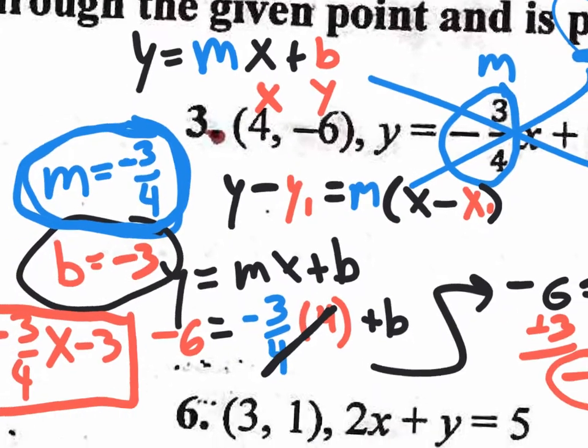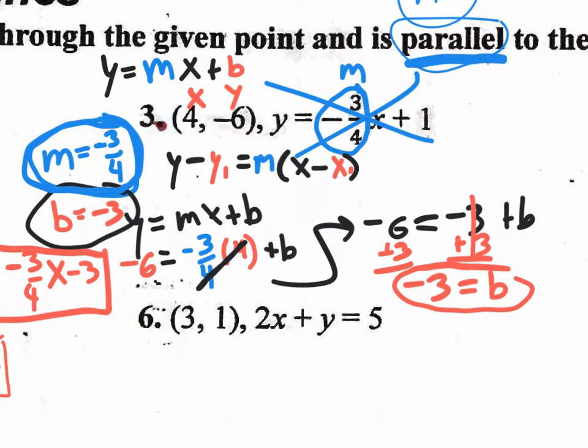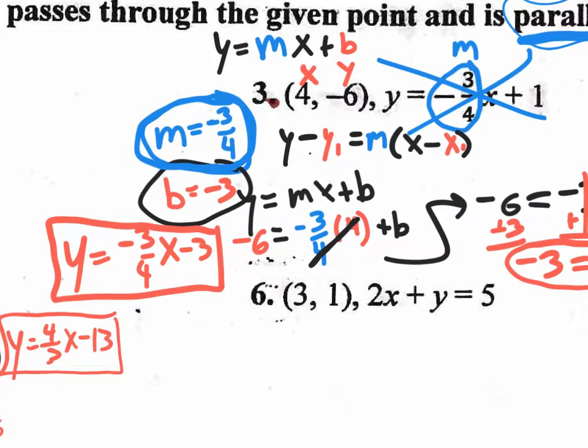Would you guys like me to work this same exact question, but instead of solving for b, I use the point slope form? Yeah, just so you could see it? Okay, now I already explained it in a previous video, but I'm going to explain it again right here. So we already know that the answer to this number 3 is y equals negative 3/4 x minus 3. I want to get this same exact answer, but by using point slope form.